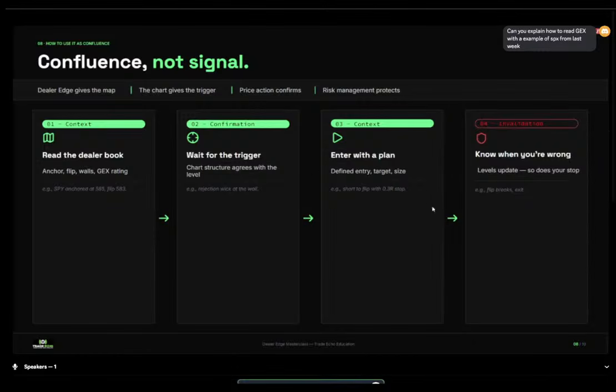So we're going to bring it back to what I was saying in the beginning. This is the entire framework. Dealer edge is just giving us the map. The chart is really just giving us the trigger. And then the price action is going to confirm all that. But we're also forgetting that risk management protects. That is it.